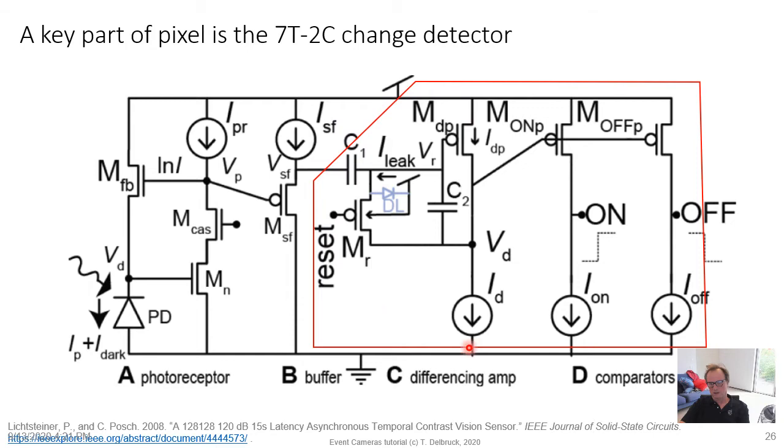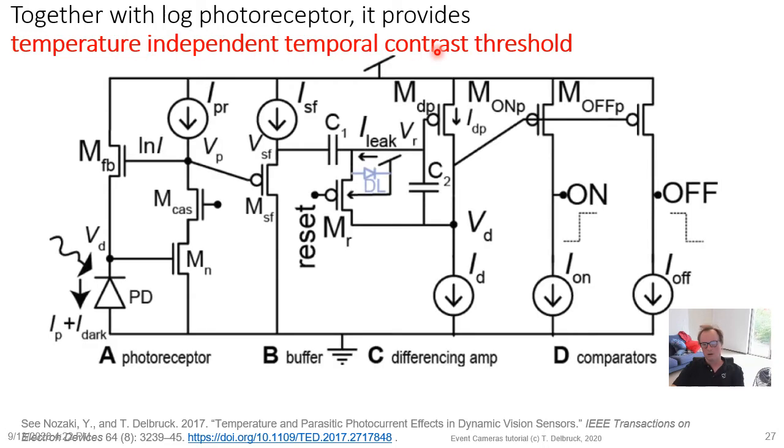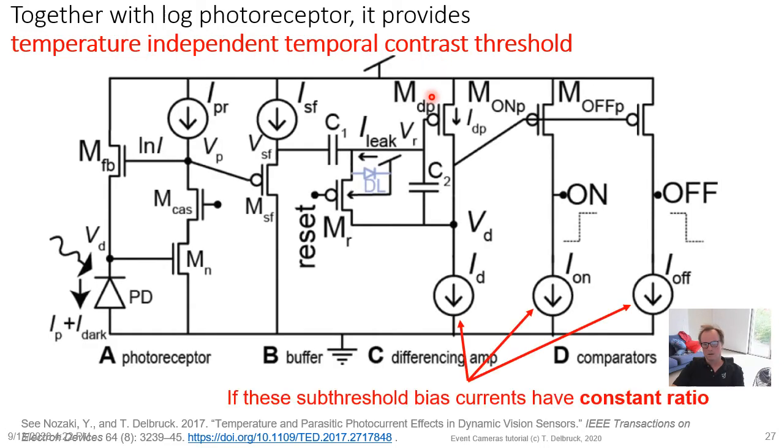So think about just this transistors here. Together with the log photoreceptor, it provides temperature independent temporal contrast threshold. Look at the circuit again here. It turns out that if these subthreshold bias currents have constant ratio to each other, which is easy to do if you use a Bult-Geelen current splitter to derive ID, I on, and I off from some master current, then the temporal contrast threshold will be temperature independent.